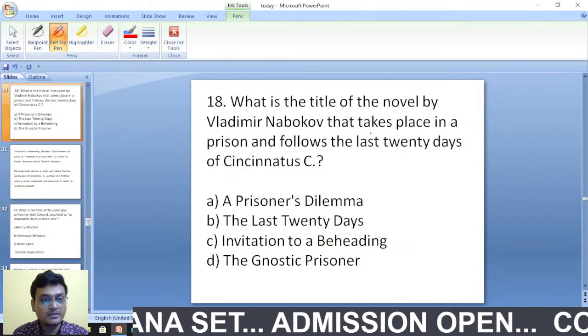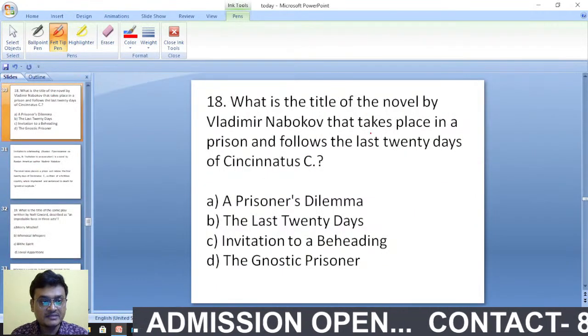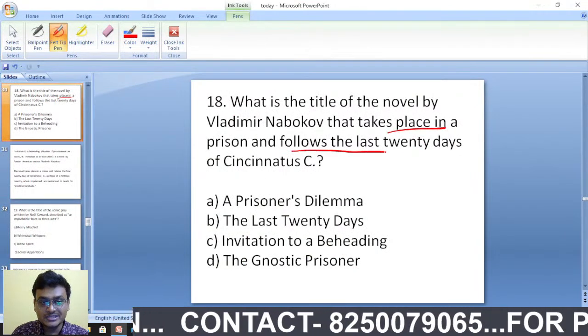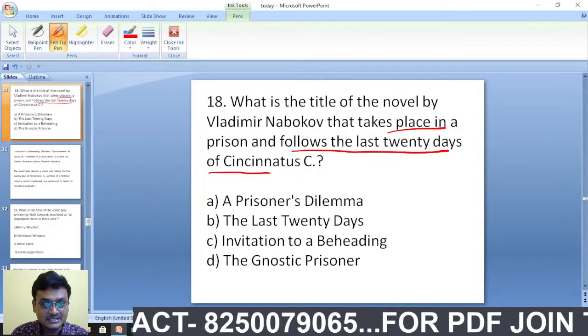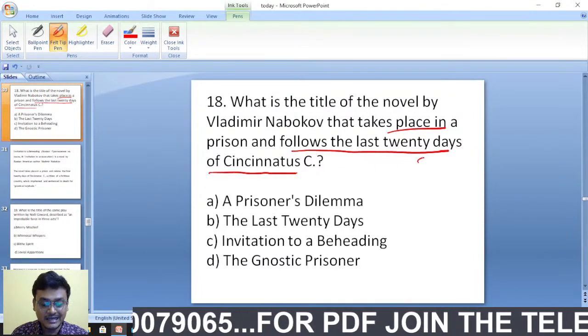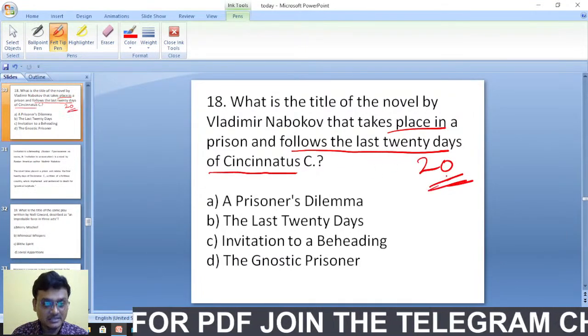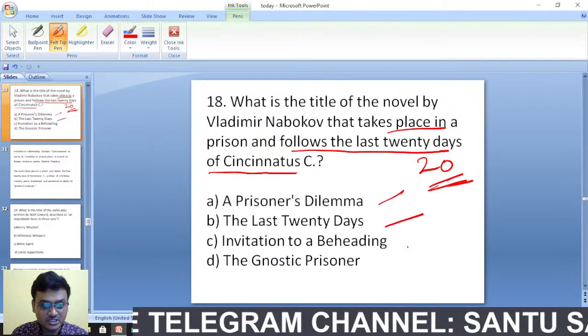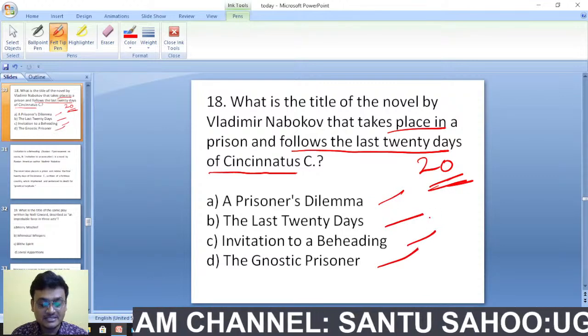What is the title of the novel by Vladimir Nabokov that takes place in a prison and follows the last 20 days of Cincinnatus C? A Prisoner's Dilemma, The Last 20 Days, Invitation to a Beheading, The Gnostic Prisoner.